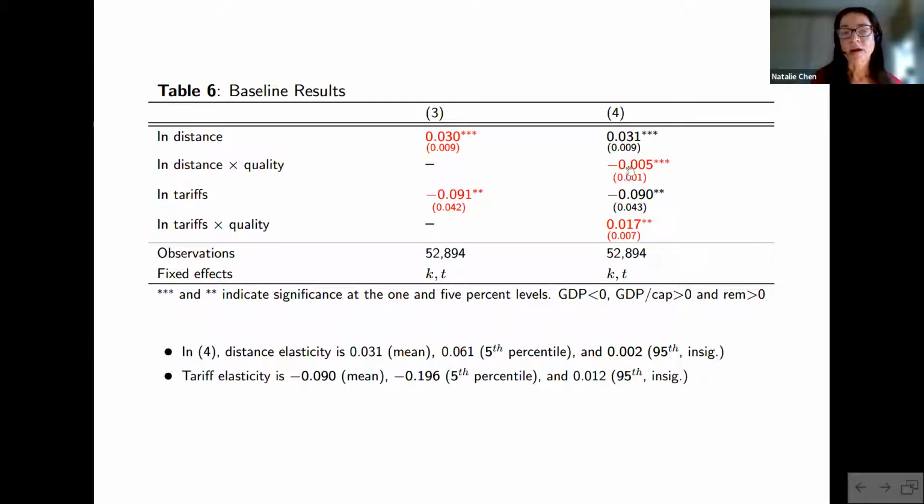Then when we interact distance and tariffs with quality, what we get is that markups continue to increase with bilateral distance, but the effect is smaller for higher quality exports. Instead, markups decrease with tariffs, but again, the effect is smaller for higher quality exports. So exporters price discriminate across destinations, but they price discriminate less for higher quality exports.